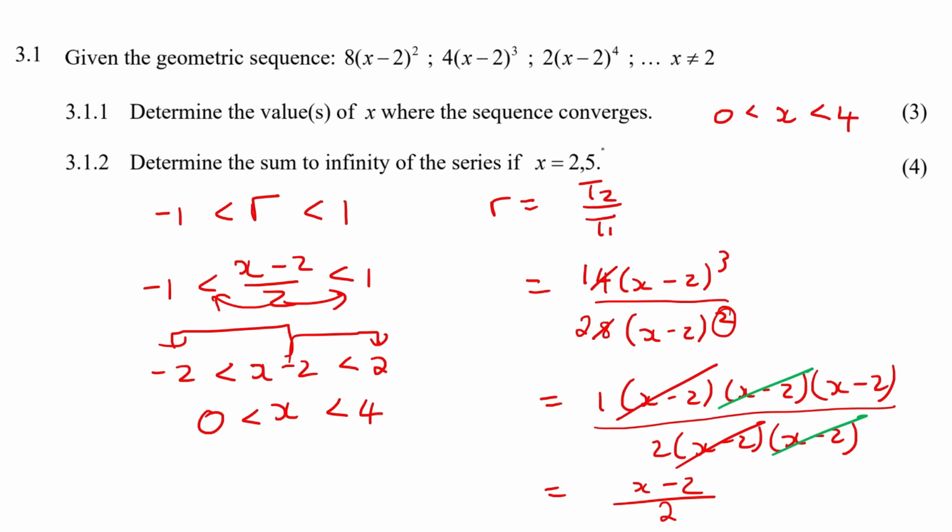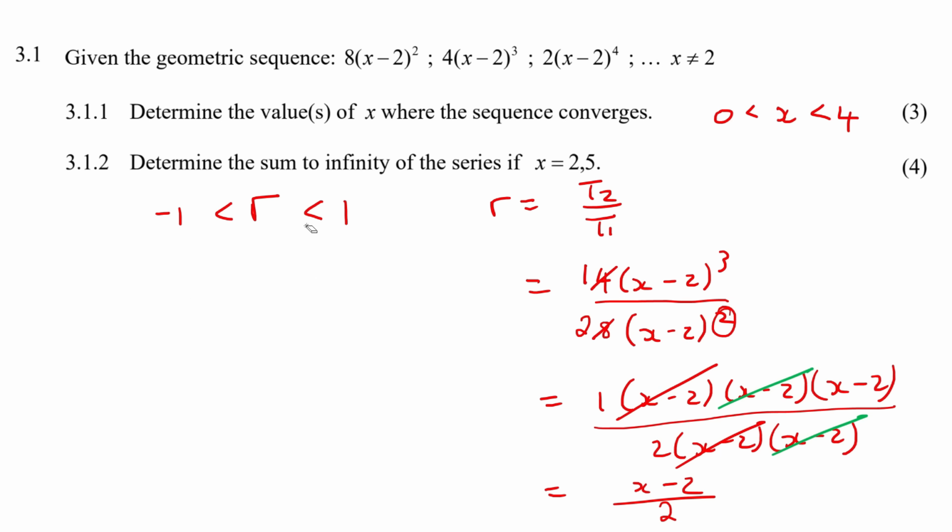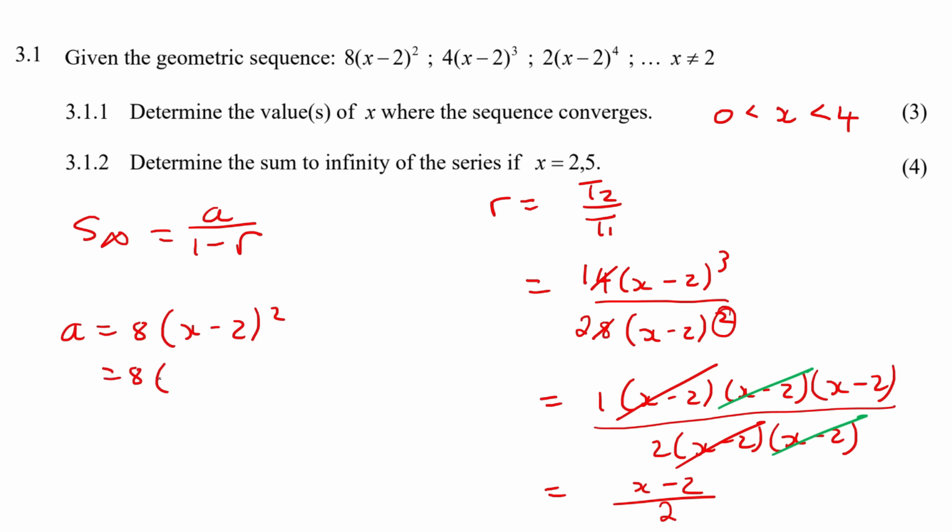They're saying now that if x is 2.5, calculate the sum to infinity. Okay, so we know that the sum to infinity formula is a very easy formula to use, which just goes a over 1 minus r. Okay, so a is term number 1, which is this one over here. So we're going to have to go work that out, because they've told us that x is 2.5. Okay, so that's going to be like that. And so that'll end up giving us 8 times, you can actually just type that in the calculator, to be honest. That'll give us 2.